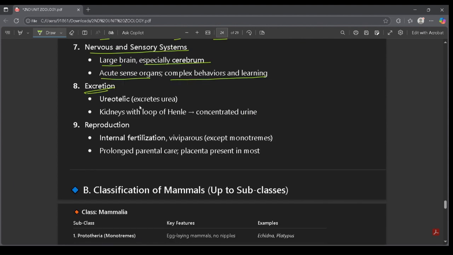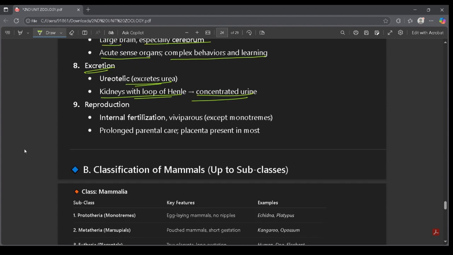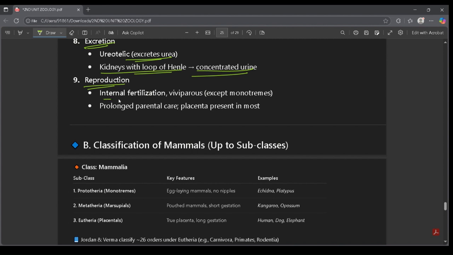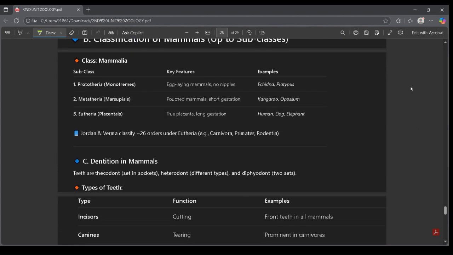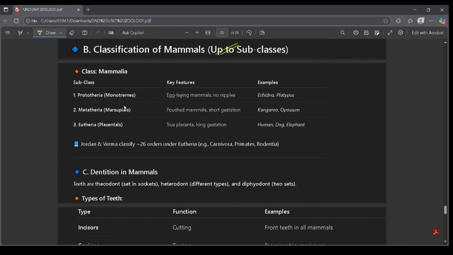Number eight being excretion. Of course, they excrete urea, kidney with loop of Henle, which produces concentrated urine. Now, reproduction: internal fertilization, viviparous except monotremes. Now, prolonged parental care and placenta present in most. And these were the general characteristics for Mammalia. I think that is over. We'll discuss the classification or subclasses of mammals.